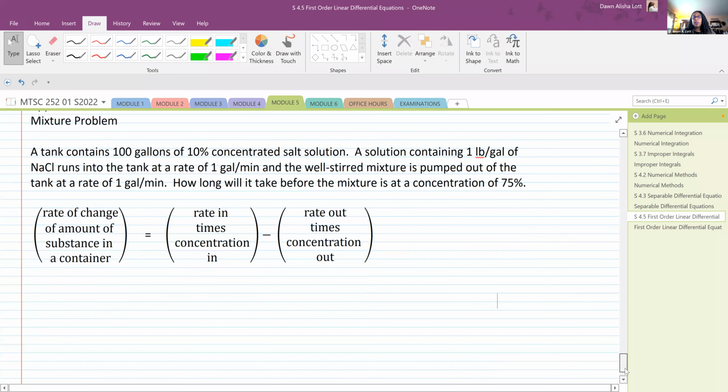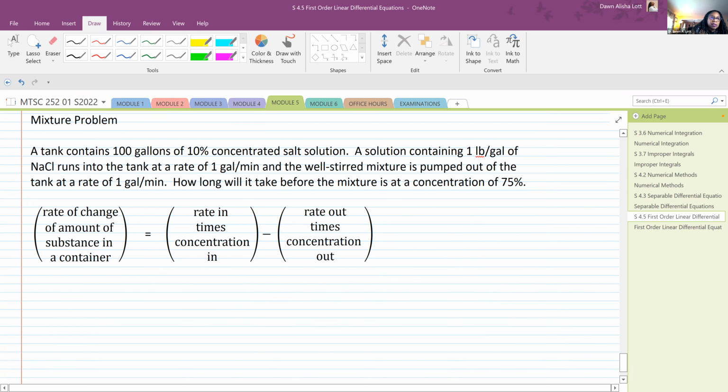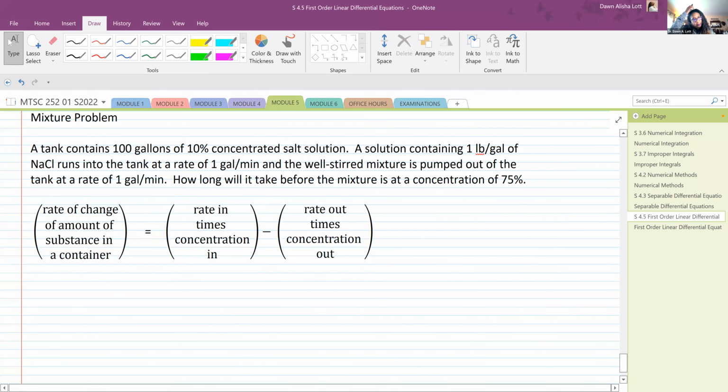Okay. Now, I know this sounds a little hairy scary, but it's actually not too bad. So the rule that we're going to use is the rate of change of the amount of substance in a container is going to be the rate in times the concentration in and the rate out times the concentration out. Okay, so let's let X, Y, we can use Y.